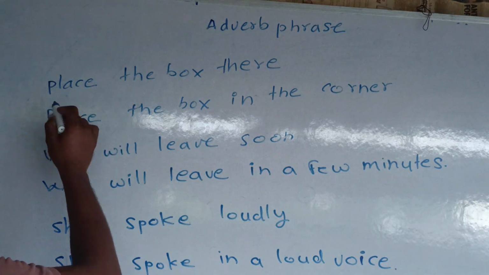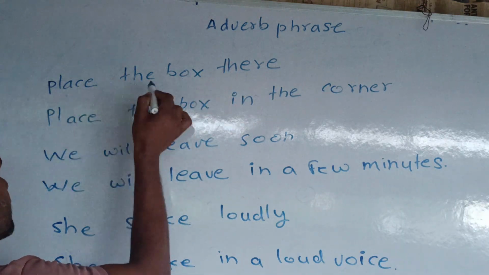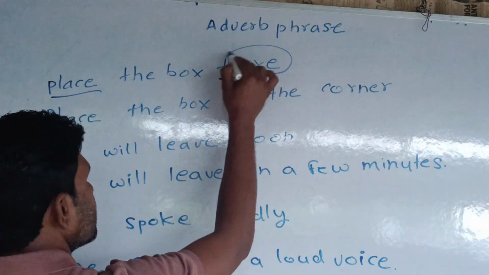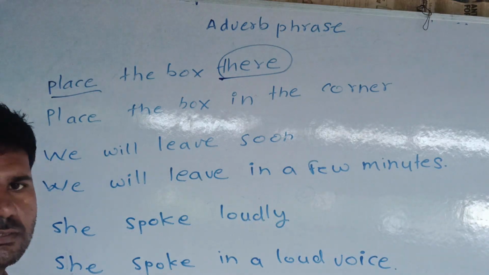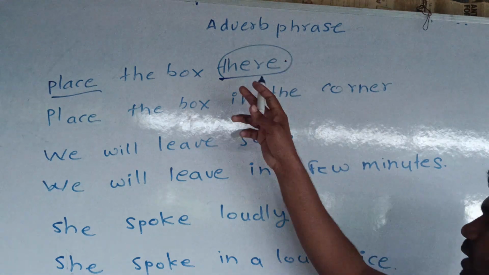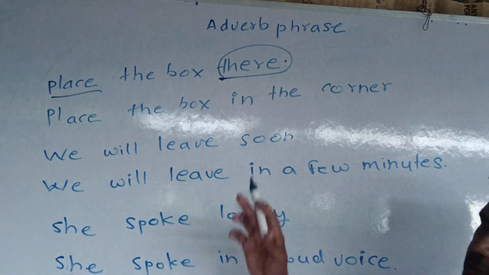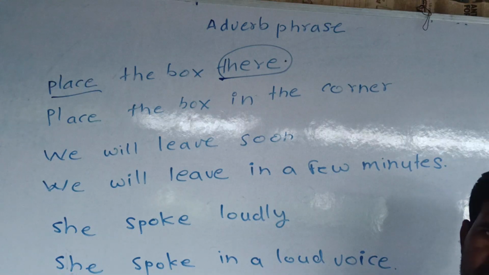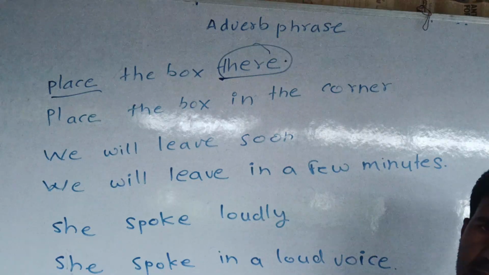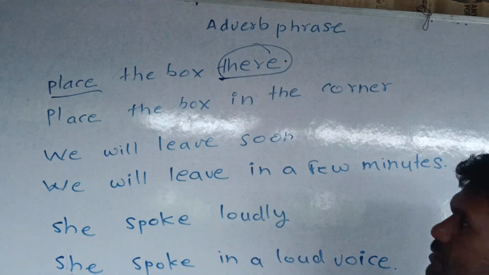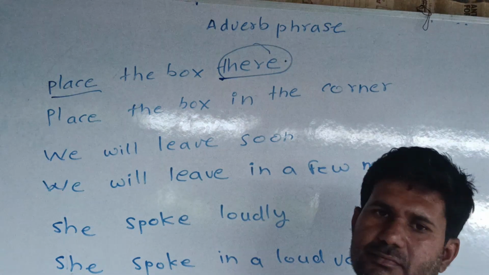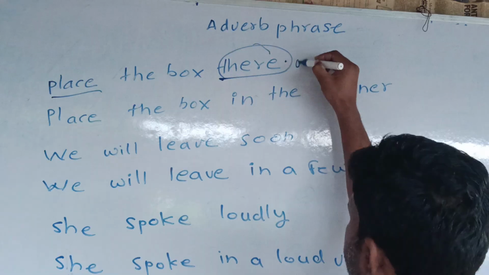In the first sentence, place the box there. Now the action is placing, and where to put the box? There. It is telling us a place. There suggests a place, where the action is happening. A single word tells us where the action is going to happen. This is an adverb.